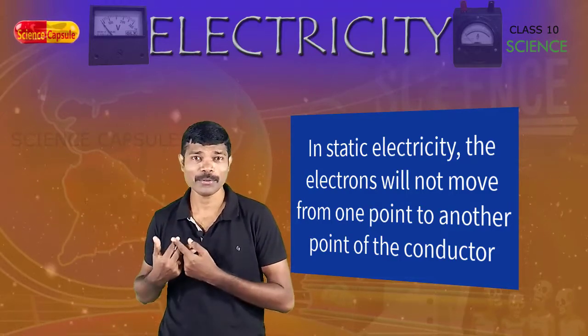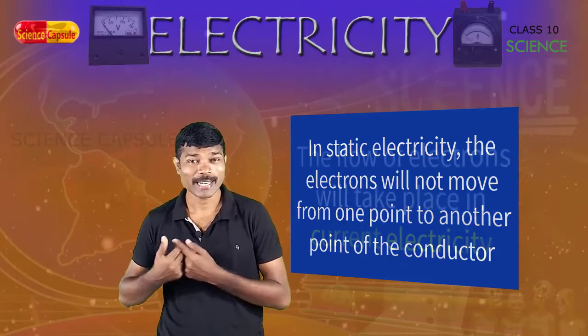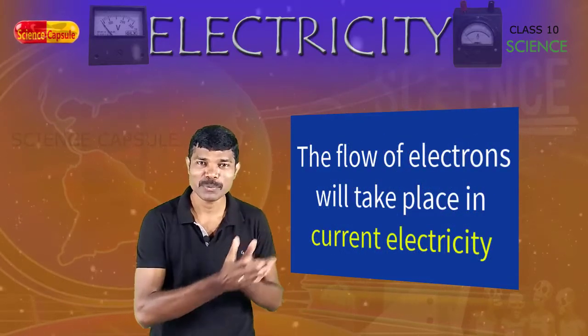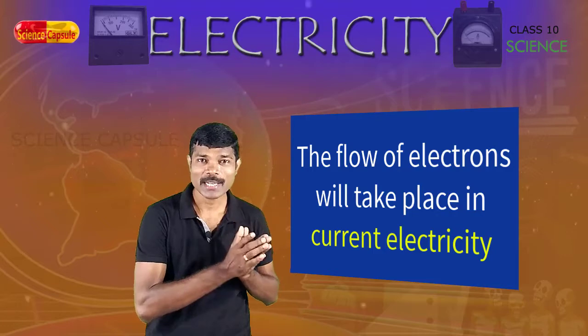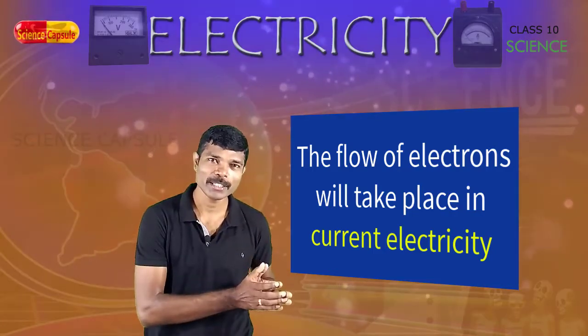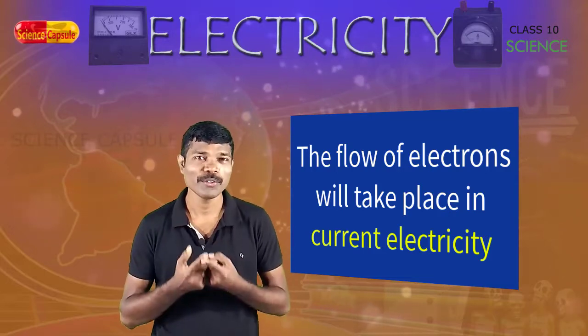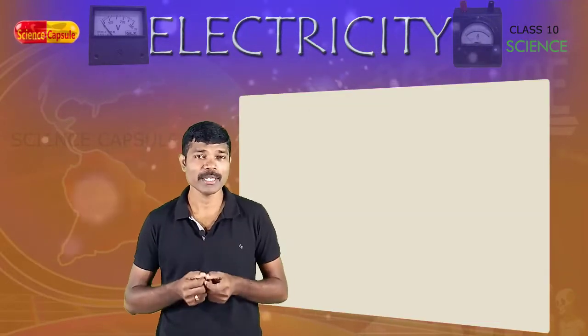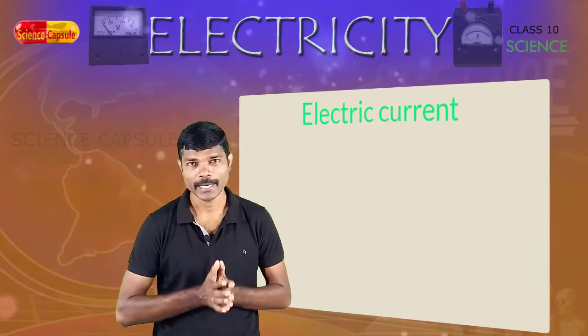Whereas when we talk about electricity, it is current electricity. Current electricity means we know that current is the movement of something, right? Here charge is moving from one place to another, from one point of the conductor to another point. So only we call it current electricity. So in this class we will be studying only current electricity.